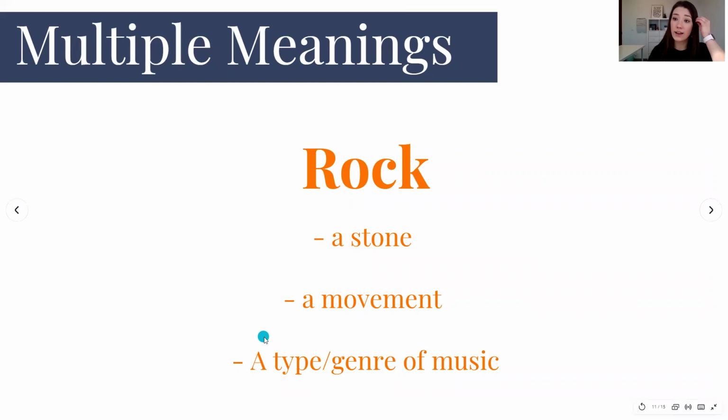If students have rock and the first thing they think of is the movement of rocking, but the sentence talks about a rock outside, that's going to impact their comprehension if they're not able to differentiate between the 2 different meanings.